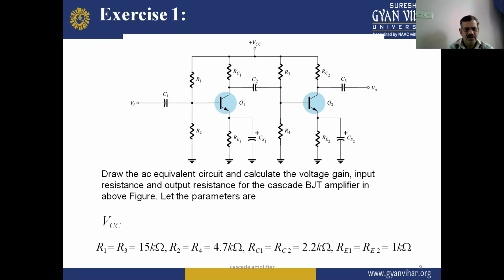So we have VCC, R1 equal to R3 and equal to 50 kilo ohm. This is the value of R1 and R3 given here, and also R2 equal to R4 equal to 4.7 kilo ohm, and RC1 equal to RC2 equal to 2.2 kilo ohm, and also emitter resistance RE1 equal to RE2 also given here equal to 1 kilo ohm.